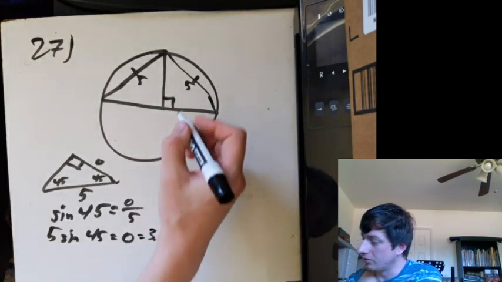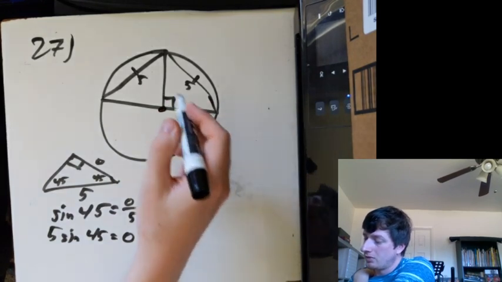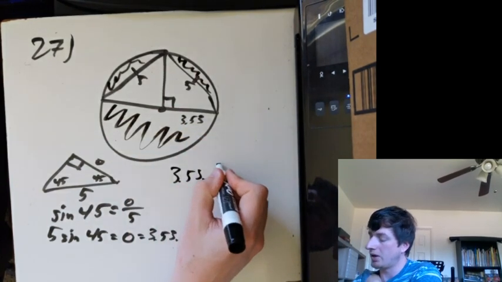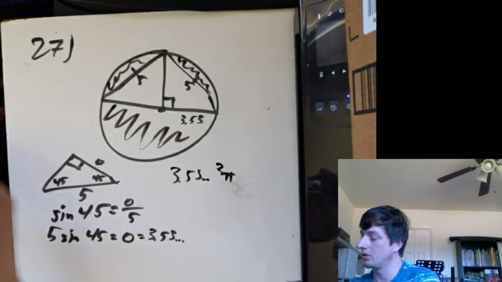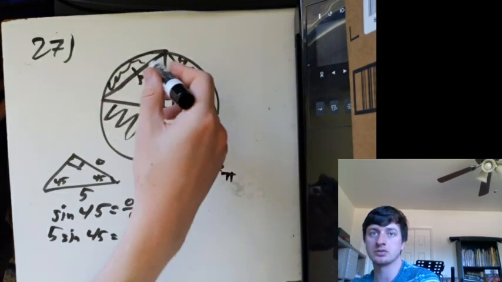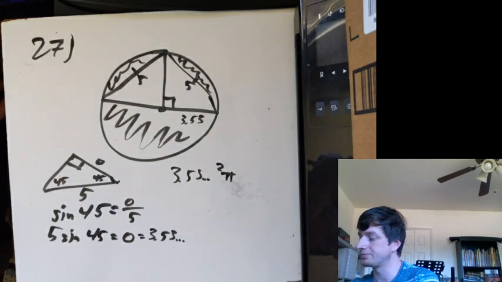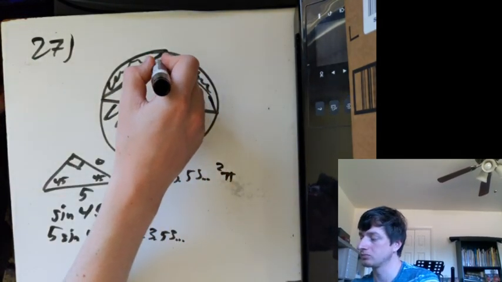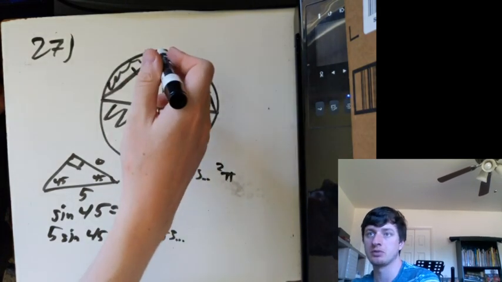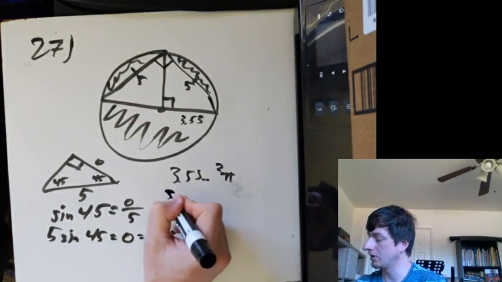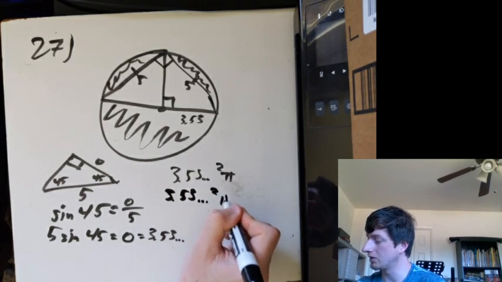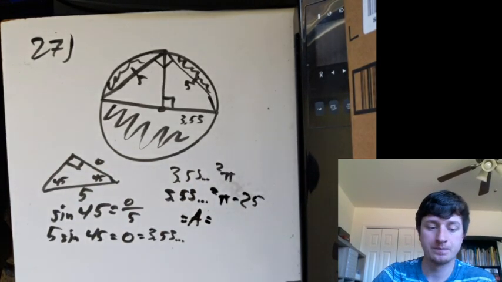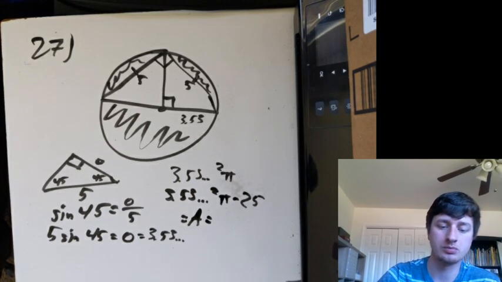So this is 3.53. And so the area of the circle, we want to find this area. The area of that circle is going to be 3.53 squared times pi. And then we need to subtract the area of this little triangle. The way we do that, there's a couple ways, but 1/2 base times height, right? So it's a right triangle here. So we can do half of 5 times 5. So this is going to be 3.53 squared pi minus 25.